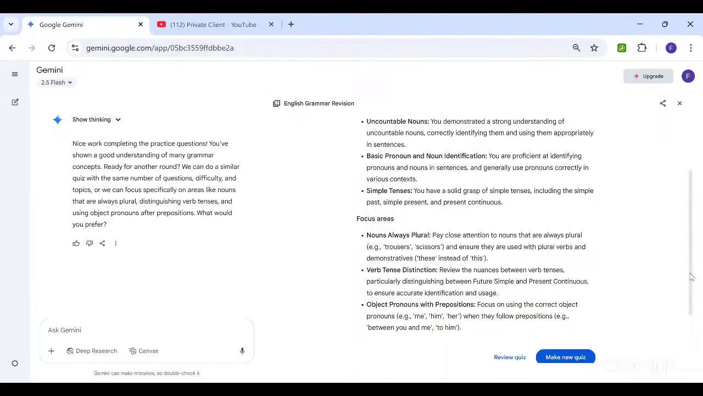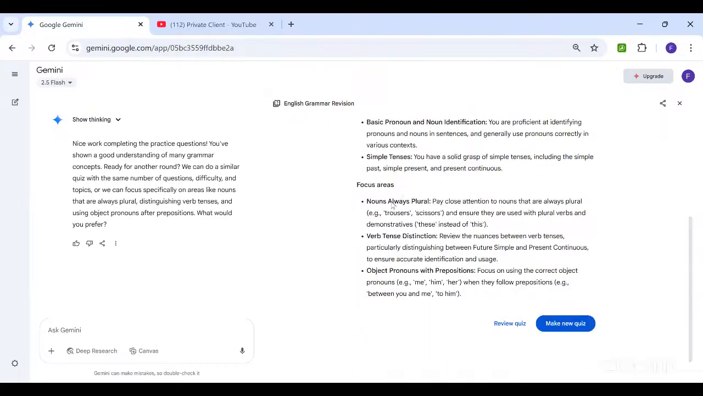So let's look at the areas for focus. You're asked to focus on nouns that are always plural, trousers, scissors. So you're to ensure that they are used with plural verbs and demonstratives. Remember the THESE and THIS. Pay attention to them. THESE plural, THIS singular. Then it says verb tense distinction. Review the nuance between verb tenses, particularly distinguishing between future simple and present continuous. Future simple would always take will.